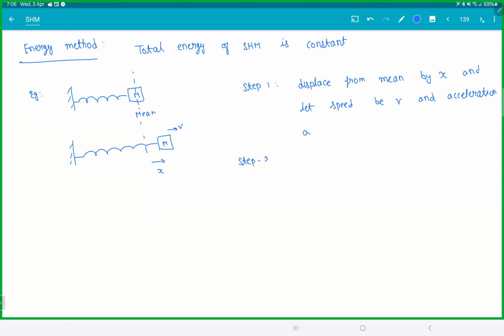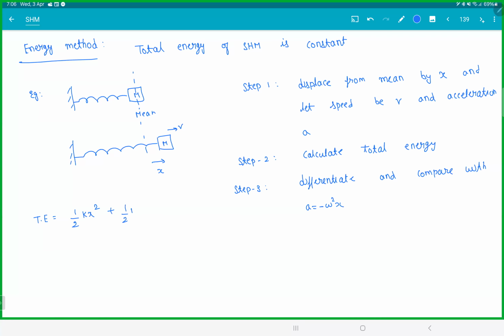Step 2, find the total energy. Step 3, differentiate, and compare with a is equal to minus omega square x. Now, in this problem, the total energy will be the spring energy, half kx square, plus the kinetic energy, half mv square. Is there any other energy?